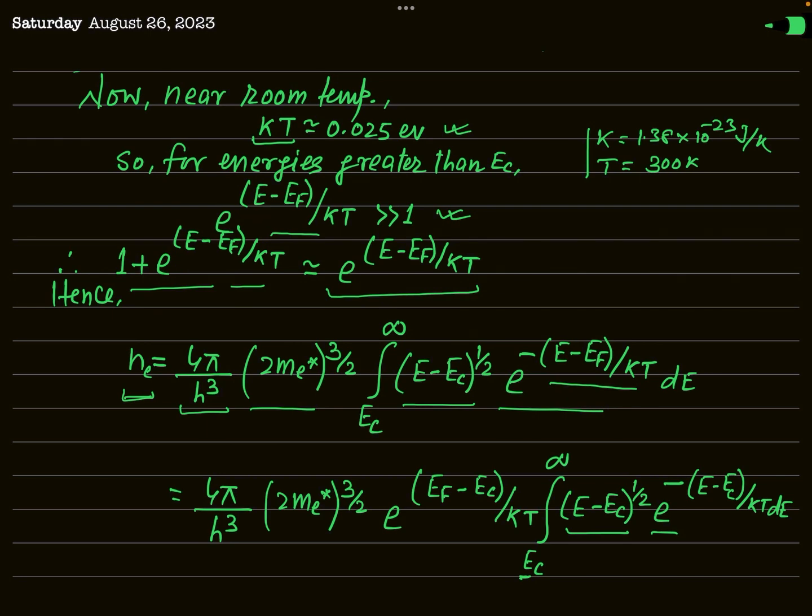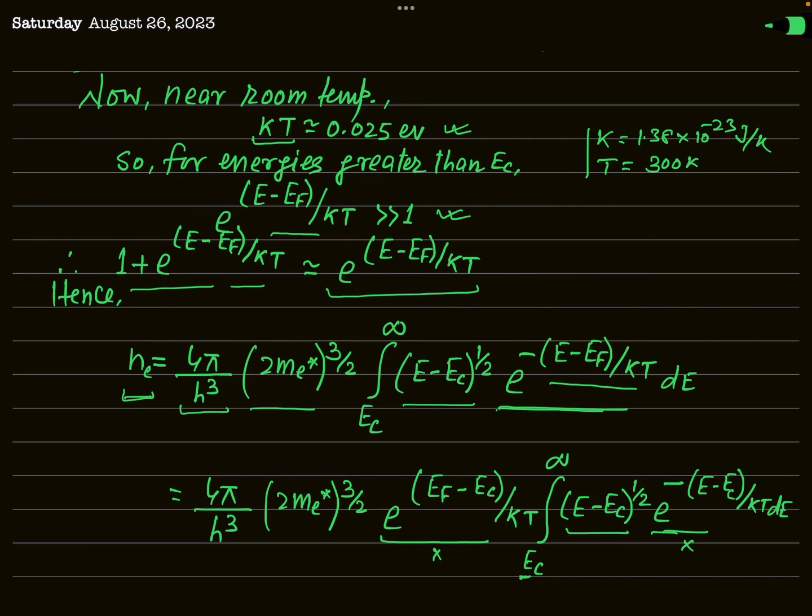Okay, but when you write it, this EF will be left and EC is extra, so you have to multiply this by e to the power EF minus EC. So when you take the product of this exponential factor and this exponential factor, the result will be just like previous, that is e to the power minus (E minus EF) by KT. But after this algebra, the integration will be done very easily.